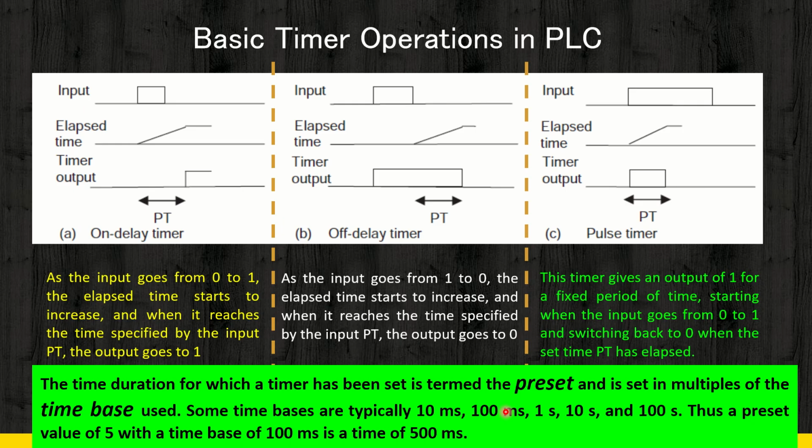The third and final example: suppose you have to generate a delay of 100 seconds, and you have a time base of 1 second. What is the preset? The preset is 100 seconds. Time base is 1 second. So what is the constant factor by which you need to multiply the time base? That constant factor is 100. Once you multiply the time base of 1 second with 100, your preset value becomes 100 seconds. That's why a preset value of 5 with a time base of 100 millisecond is a time of 500 millisecond, likewise. Okay, now you see.